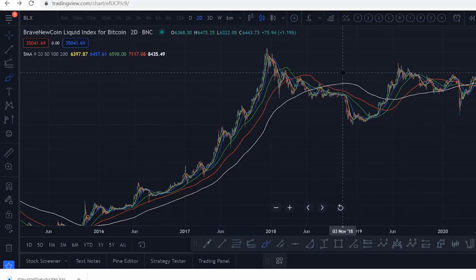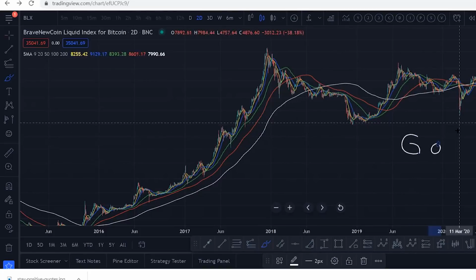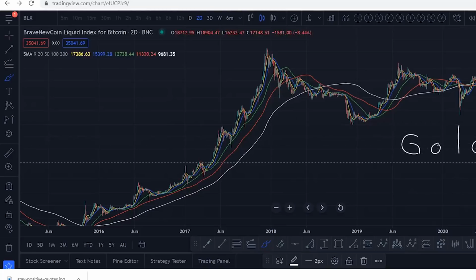So normally, by the book, we also have what we call a crossover, or what we call a golden cross, and a death cross. What is this, sir?